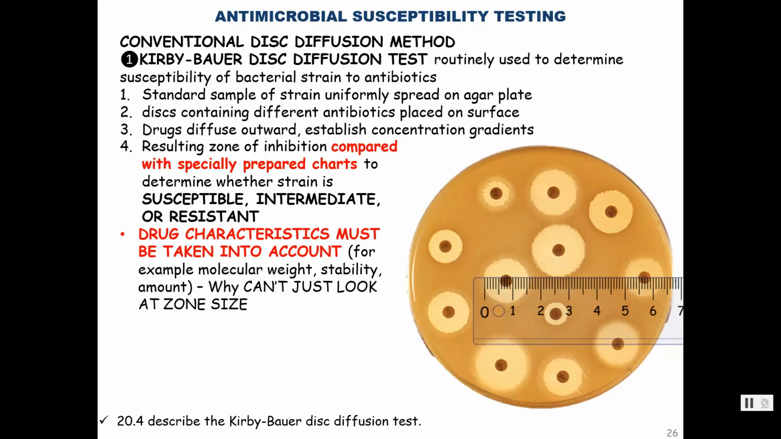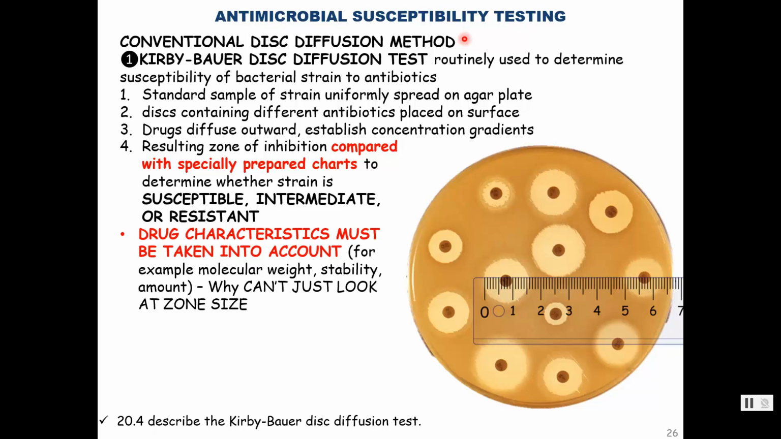So think about it. Resistance to something or susceptibility to something has to be determined. And so there's a couple ways to do that. A real common way to do that in a laboratory is a conventional disk diffusion method. There are two men that came up with it, Kirby and Bauer, so it's kind of named after them. So it's called the Kirby-Bauer disk diffusion test.